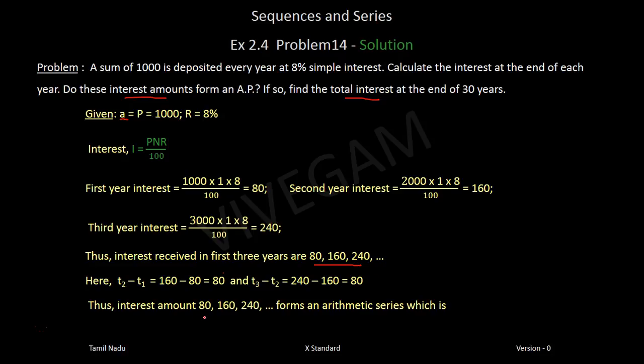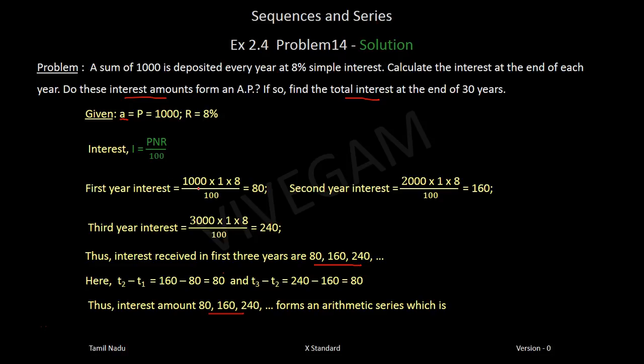So this is the key. This is how you need to find. Let me repeat. So you use I equal to PNR by 100 and calculate the interest for the first year. The only trick here is for the first year, the time is always 1, because you are finding interest for every year, right? So time will be always 1. R is always 8. The only difference is that P will be going on changing.